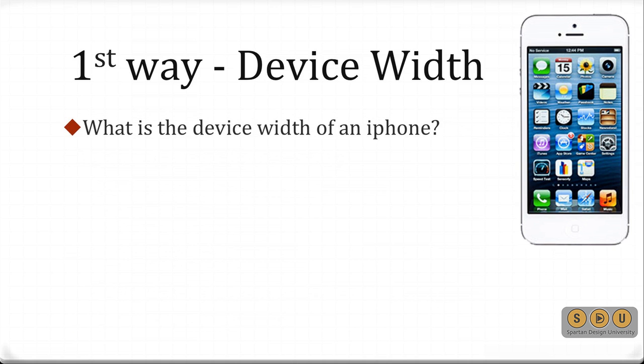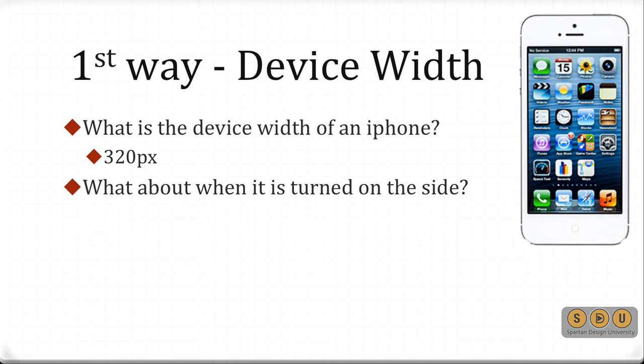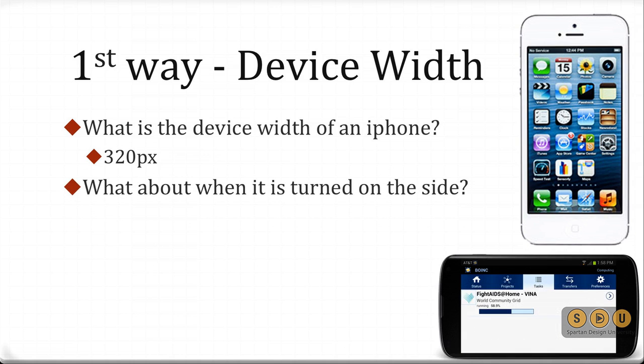Well, there's a couple of different ways to do media queries. The first way is to use what's called a device width. Well, what is the device width of an iPhone? Well, it reports 320 pixels when it's in portrait mode. Well, what happens if you flip it to landscape mode? Now it reports a device width of, yes, it's still 320. So device width doesn't allow you to detect the difference between landscape and portrait.